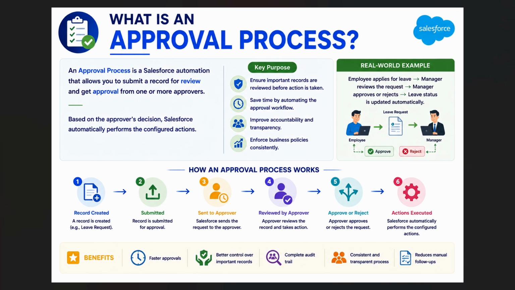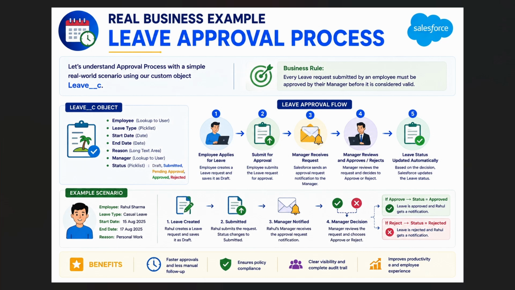Instead, Salesforce can automate the complete process. The employee creates a leave request, Salesforce sends it to the manager, the manager approves or rejects it, and then Salesforce updates the leave request automatically. This gives us better tracking, less manual work, faster approvals, clear approval history, better accountability and also consistent business processes. Now let's talk about a real business example where we will create an employee leave request. We will do the practical for it in the Salesforce org too, so don't worry about it.